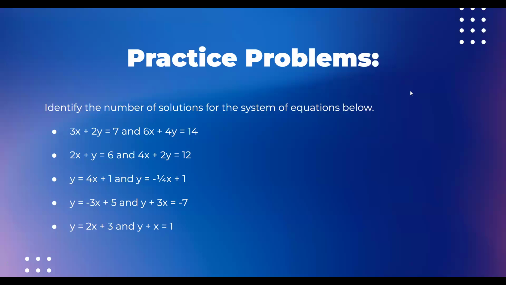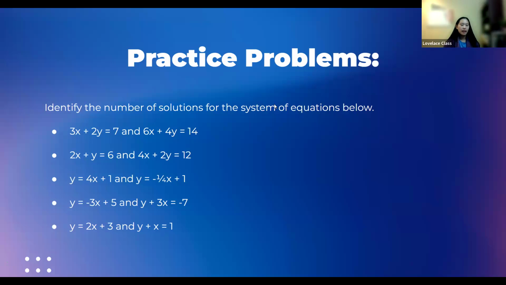Just one, unlimited, because first I simplified the second equation, which I got 3x plus 2y equals 7. So I found that they were the same. So if they're the same equation, it's unlimited.